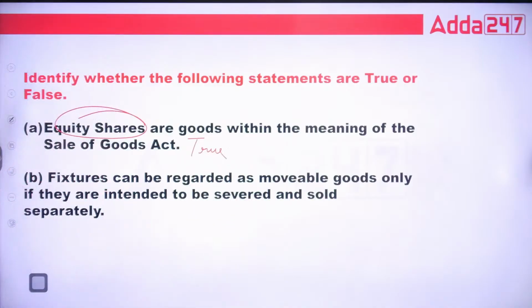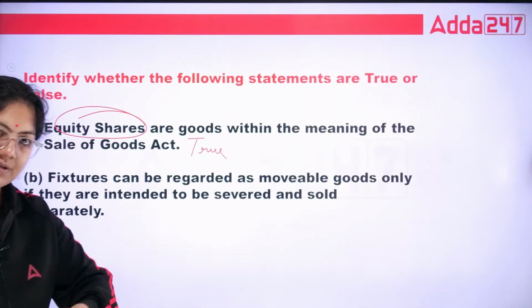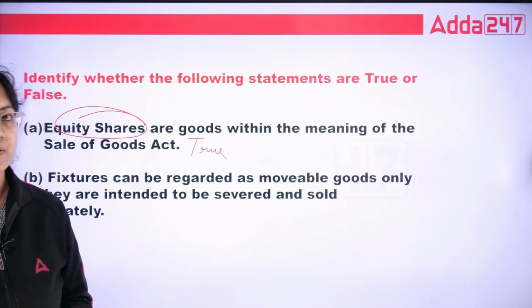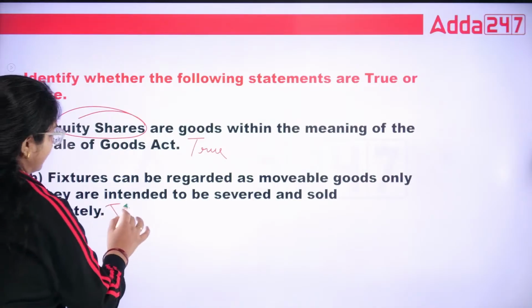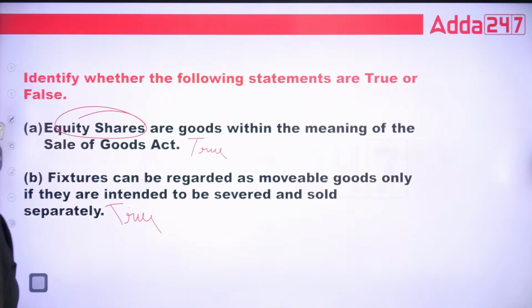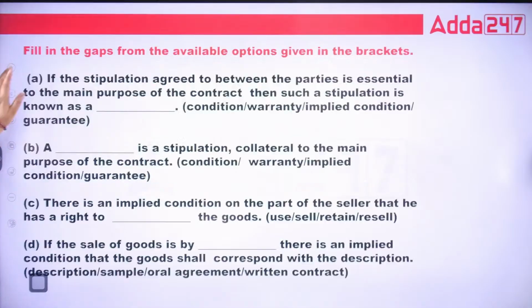Fixtures can be regarded as movable goods only if they are intended to be severed and sold separately. So guys, fixtures means, suppose if an electricity pole is there, if I just sever the electricity pole, it just becomes movable property. So that's why fixtures can be regarded as movable goods only if they are intended to be severed. The answer is yes. That is the true statement, class. Is that okay? Next.